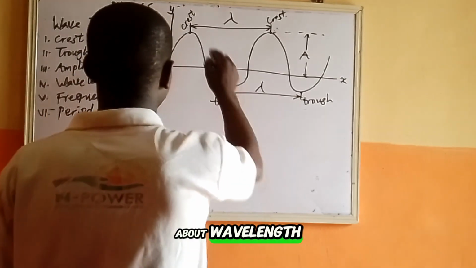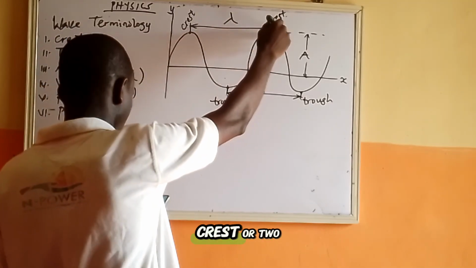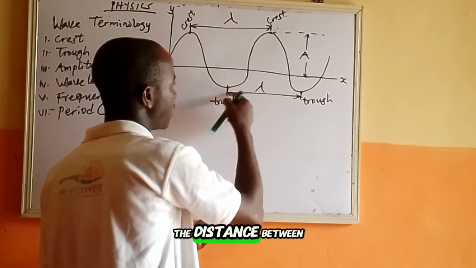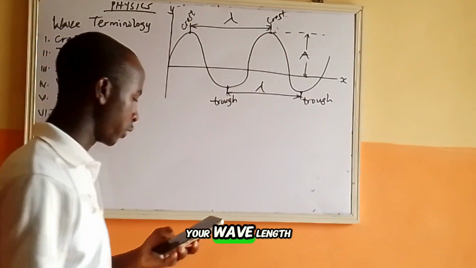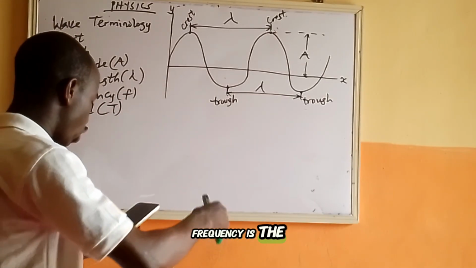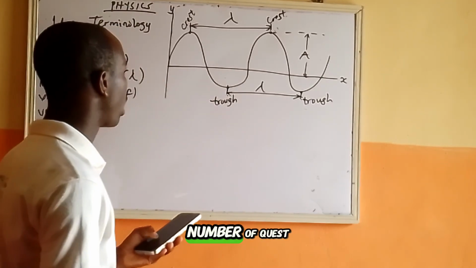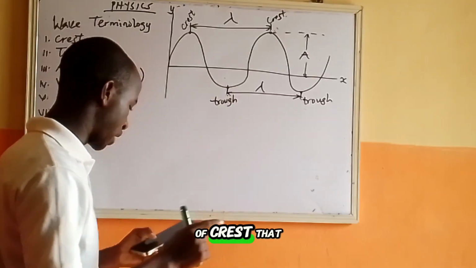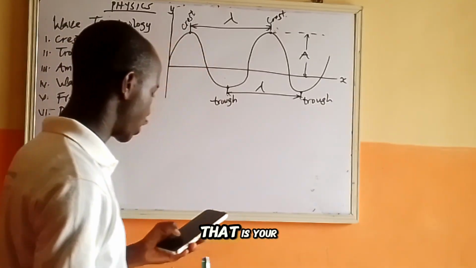Then we talk about wavelength. Wavelength is the distance between two adjacent wave crests or two adjacent wave troughs. From one trough to another, the distance between them is your wavelength. From one crest to another, the distance between them is also your wavelength. Then frequency. Frequency is the number of crests that have passed a given point per unit time. Number of crests: 1, 2, that is 2. So the number of crests that have passed a given point per unit of time is your frequency.